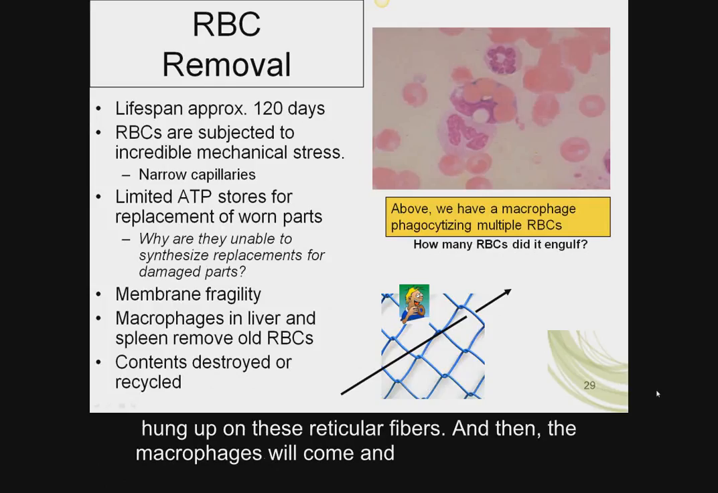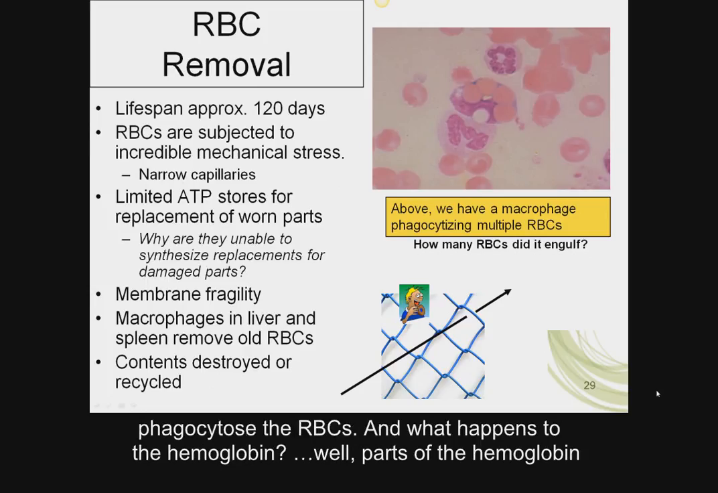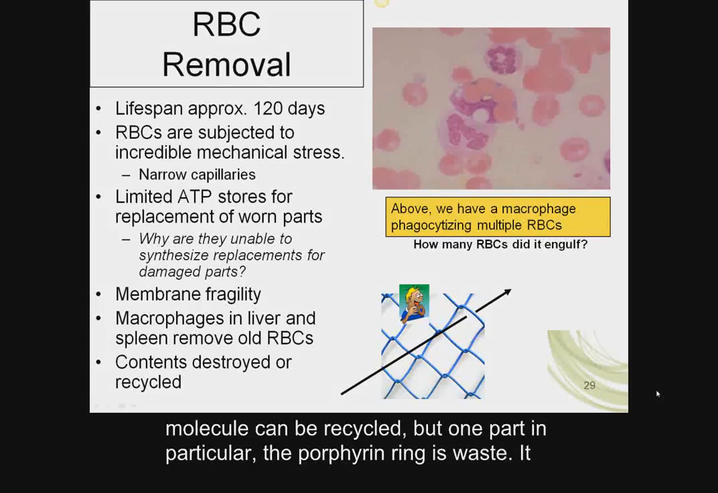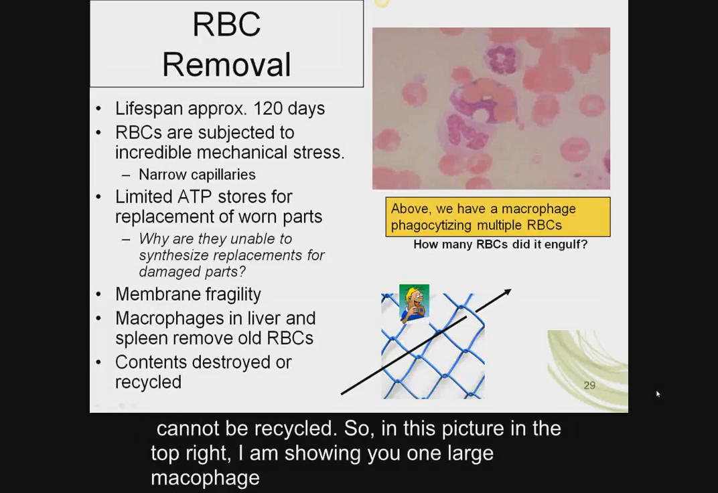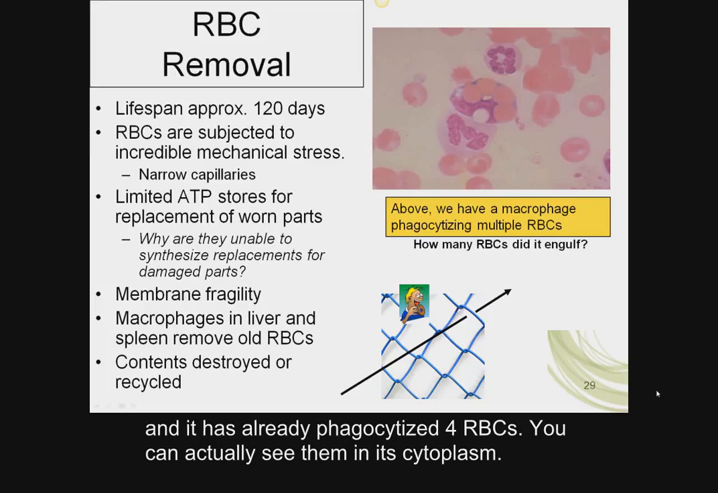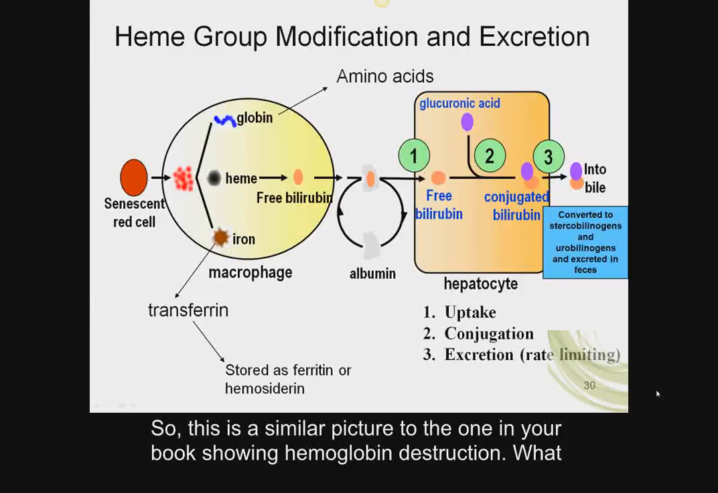What happens to the hemoglobin? Well, parts of the hemoglobin molecule can be recycled, but one part in particular, the porphyrin ring, that's a waste product. It can't be recycled. So in this picture in the top right, I am showing you the beginning stages of red blood cell destruction. You see a large macrophage has already phagocytized 4 red blood cells. You can actually see them inside the macrophage's cytoplasm.